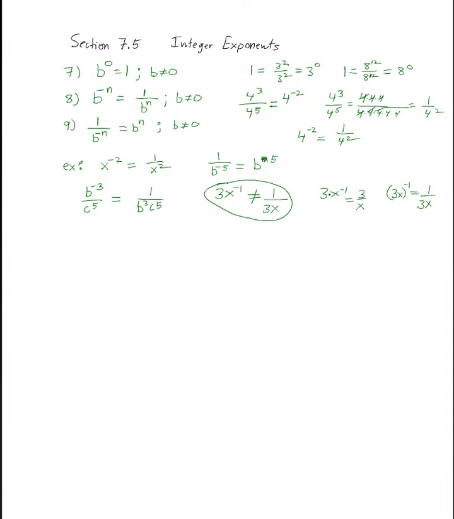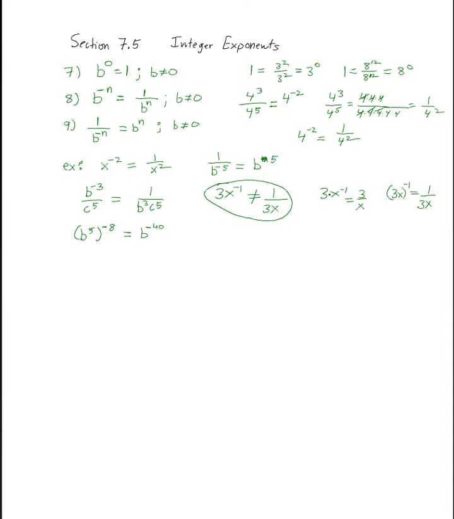All right, let's look at a few more of these. How about b to the 5th to the negative 8. All right, well, this goes back to section 7.4 a little bit. We've got a power followed by another power. I multiply my powers. That's going to be b to the negative 40. 5 times negative 8 is negative 40.